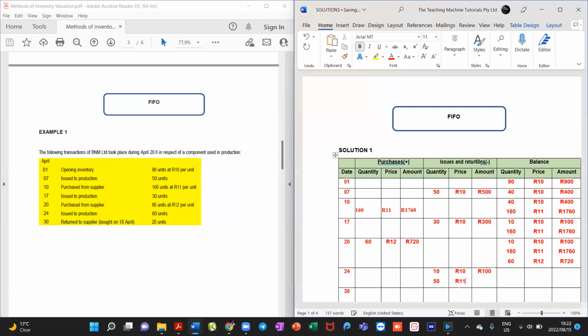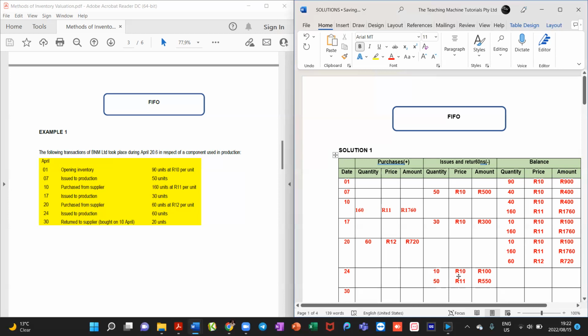And then the price of that batch is 11 rand. How much is 50 times 11? 550. Okay. So in my balance, this does not exist. 550. Okay, thanks. The first batch does not exist anymore because 10 was taken to production.